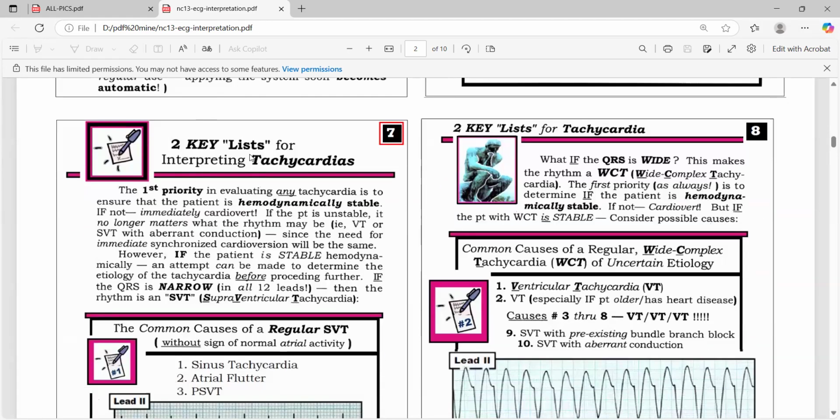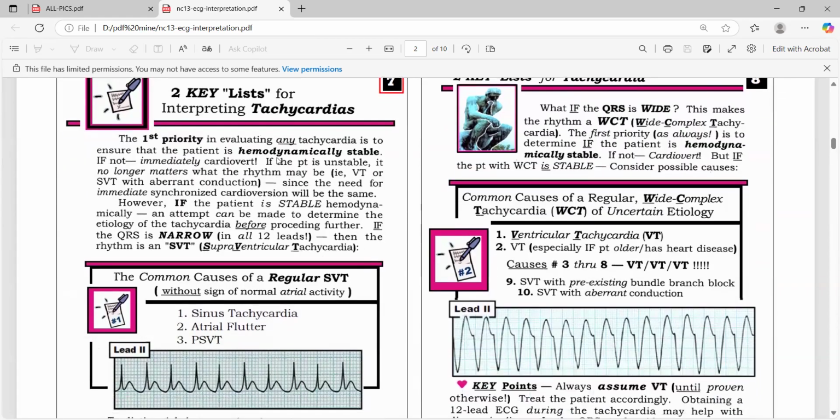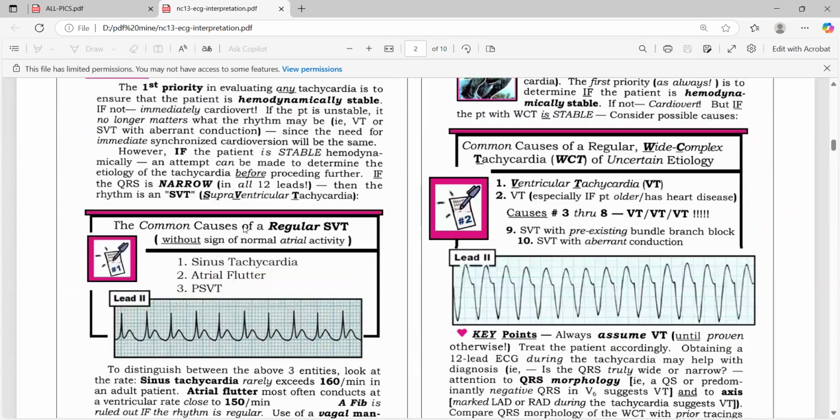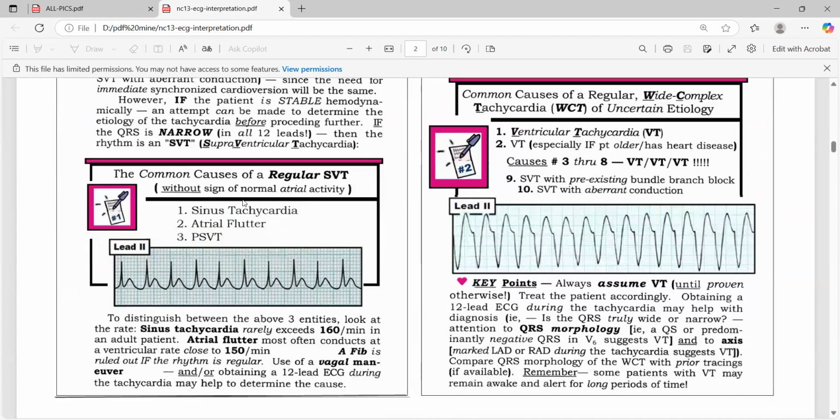Then the two-key list of interpreting tachycardia: the first is checking for the like ST, VT, and whether the patient is stable or unstable. In that case, we are looking for that one. So how do you see the common causes of regular SVT: sinus tachycardia, atrial flutter, and PSVT without any signs. In those cases, it's there.